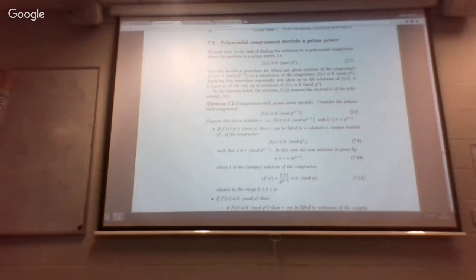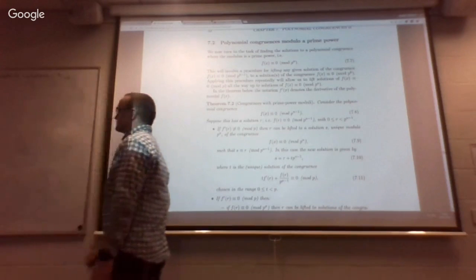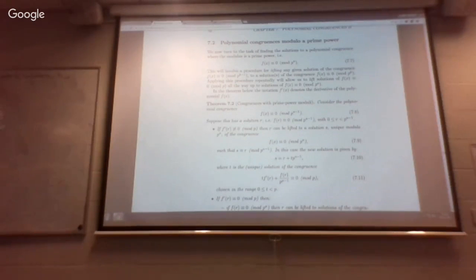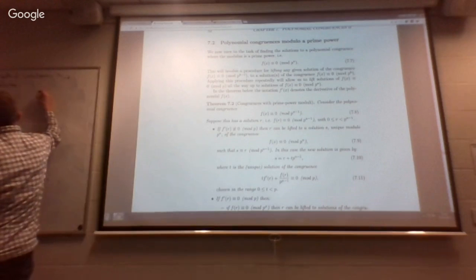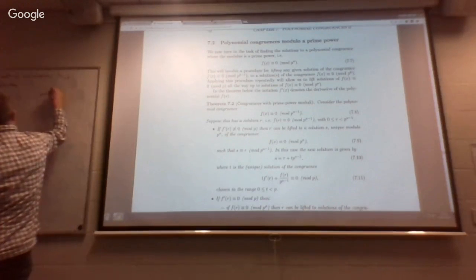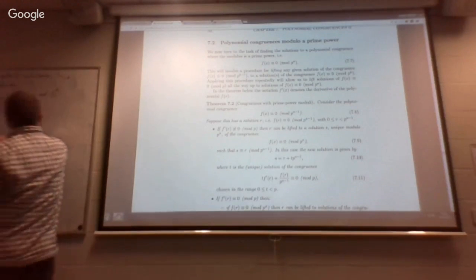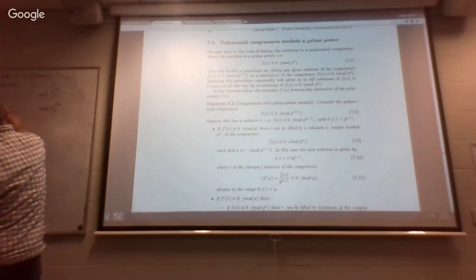And then from these sets of solutions, S_ij, we can take a selection of x congruent to, say, one of the S_1s, modulo p_1 to the alpha_1, x congruent to one of the S_2s, modulo p_2 to the alpha_2.